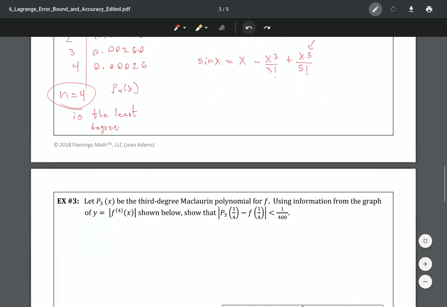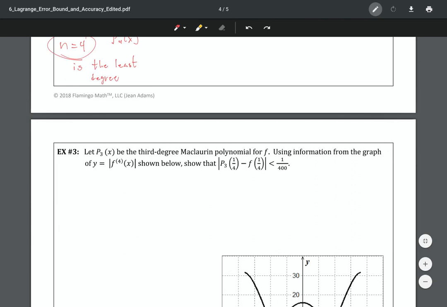All right, so let's go ahead and move on now. Example number 3, kind of a weird one, but let's just look at it.